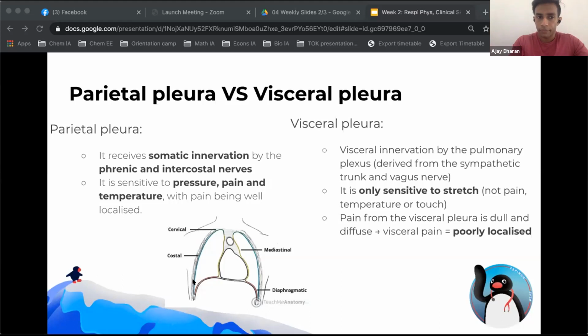And for visceral pleura, it's innervated by your pulmonary plexus, so basically your SNS. So it's only sensitive to stretch and it's not sensitive to pain. Whenever you have any injury to your visceral pleura, the patient will usually present with a dull pain and poorly localized. The patient will present with pain which they cannot generally point to, like they can't point to a specific location. So that's how you distinguish between parietal and visceral pleura. All right.